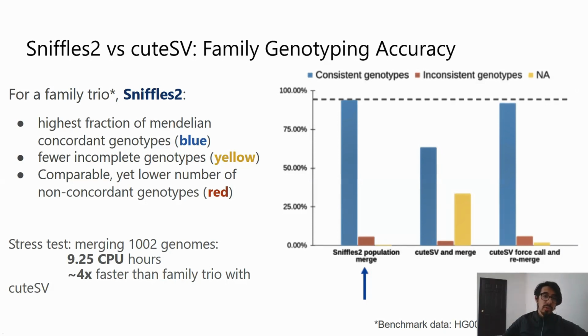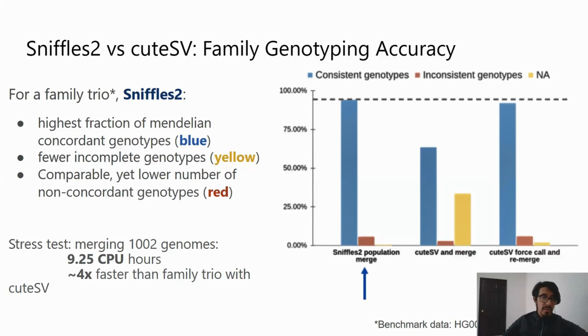When we compare these results to CuteSV and a simple merge in the middle, we can see that there is an increase in the number of incomplete genotypes. Then, if we perform the forced call and the regenotyping and remerging, we can observe that these results improve. However, not to the point of Sniffles 2, as these results from CuteSV have a lower number of concordant genotypes, a higher number of non-concordant genotypes, and a higher number of missing genotypes.